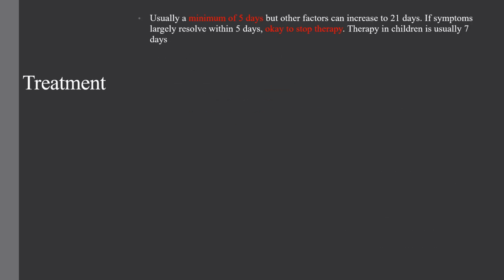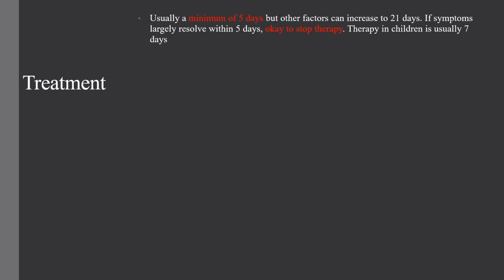And just remember with the atypicals, they don't present on the gram stain as well. So usually treatment's going to be a minimum of about 5 days. Other factors can increase this to 21 days. It's important to note that if symptoms resolve within 5 days, it is okay to stop the therapy.